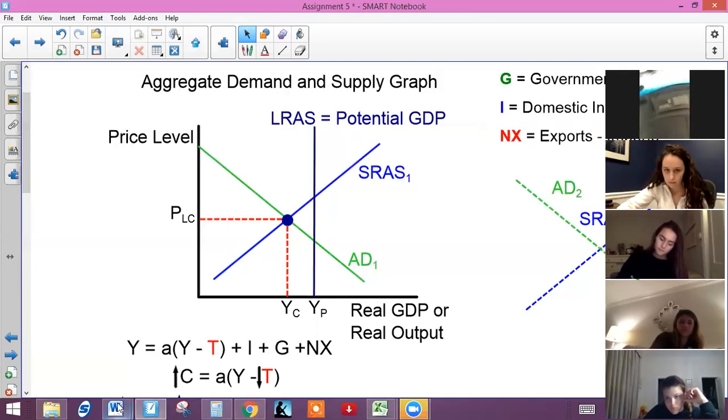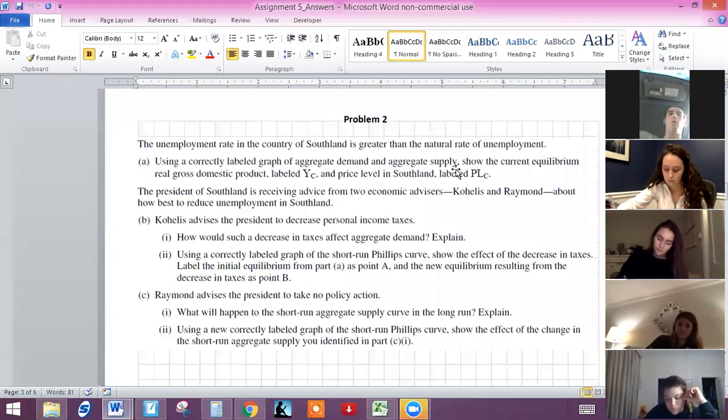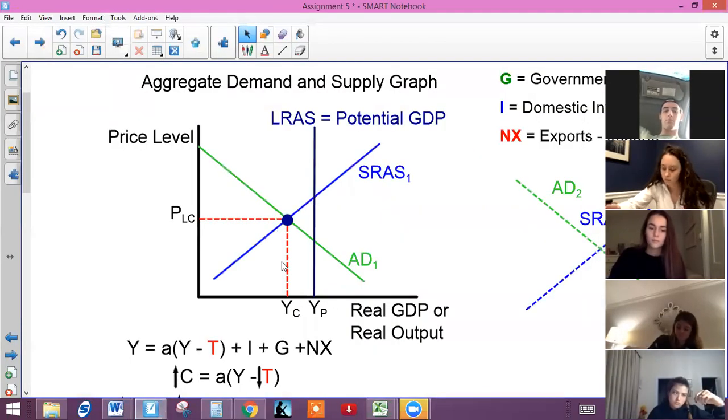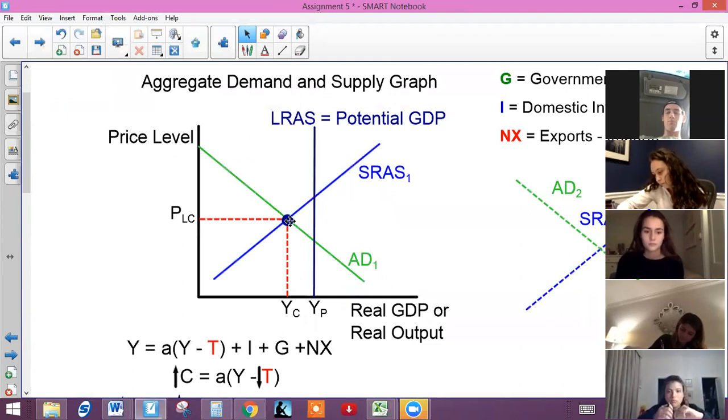But as the problem stated, the unemployment is greater. So there's more unemployment. So that tells us that we're below our potential. So you want to draw the economy's equilibrium at a price level and an output below where it would be at potential. So you want to draw it just like I have it here.